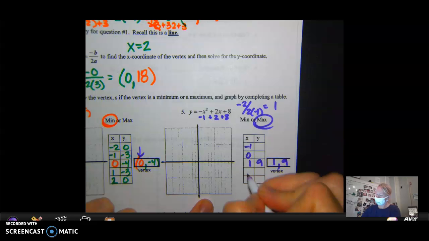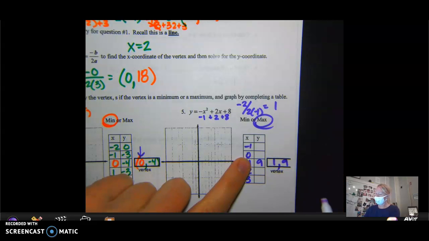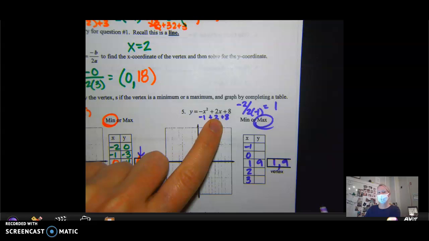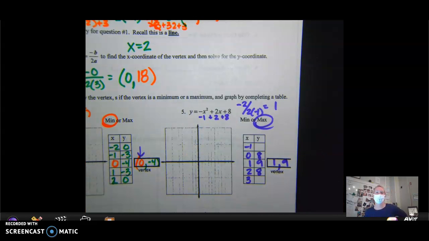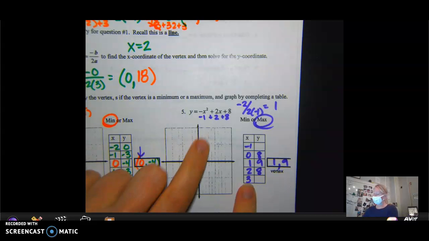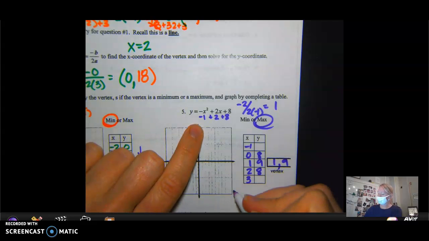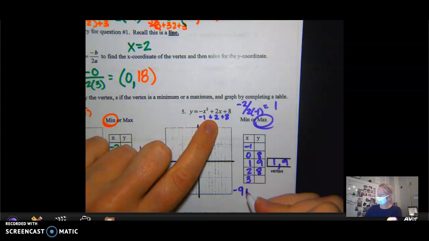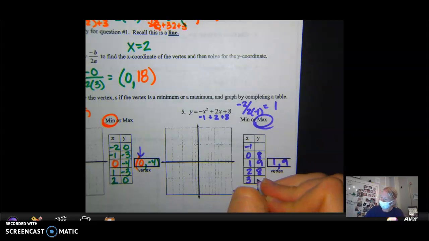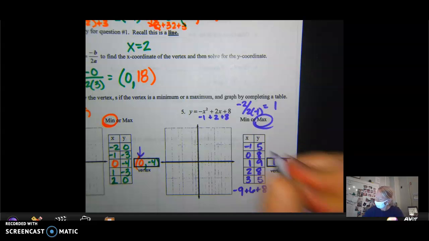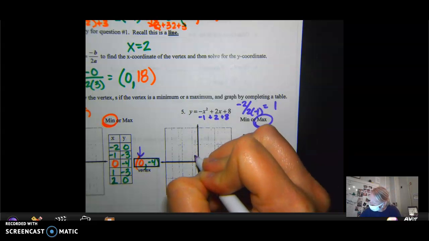2 below, 2 above. I'm going to plug in 0. 0 squared is 0. 0 times 2 is 0. Plus 8 would just give me 8. So when I plug in 2, I should also get 8. I'm actually going to plug in 3. 3 squared is 9, so I get negative 9. 2 times 3 is plus 6, and then plus 8. So I'm doing 8 plus 6, but then that answer minus 9. What do you get for that? Is it 5? Okay. All right, back 1, up 5.